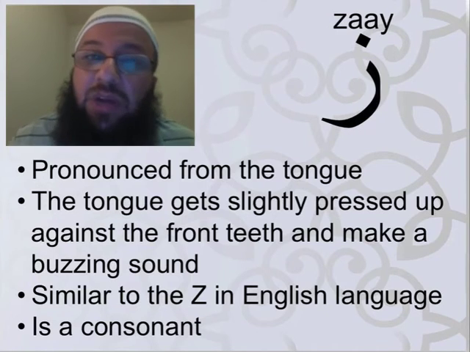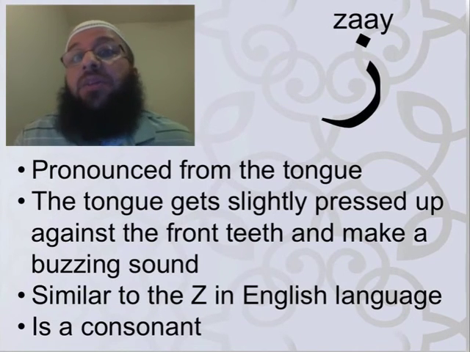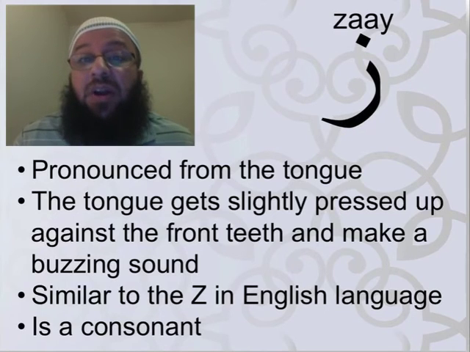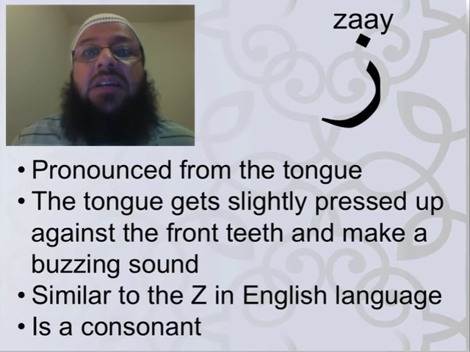But you have to differentiate this letter from the letter dhal. The reason you have to differentiate this letter from the letter dhal is because in this letter, the tongue stays behind your teeth. You say it like this. You say z, z, z. In the letter dhal, the tongue comes out in between your teeth. You say it like this. You say dhal, dhal, dhal.